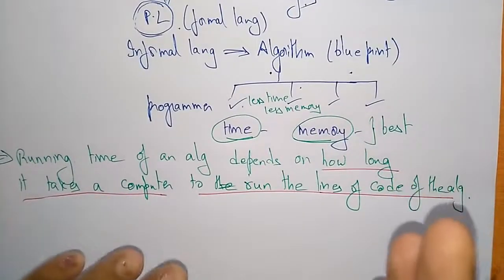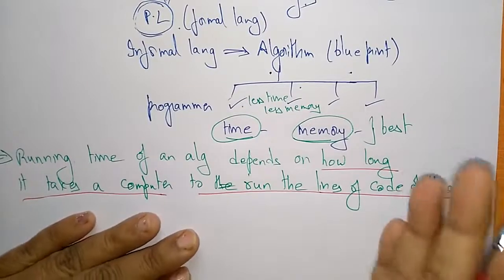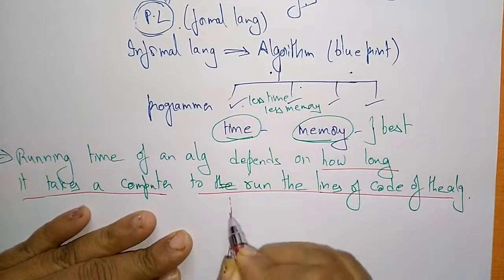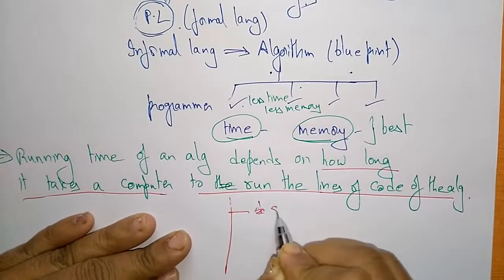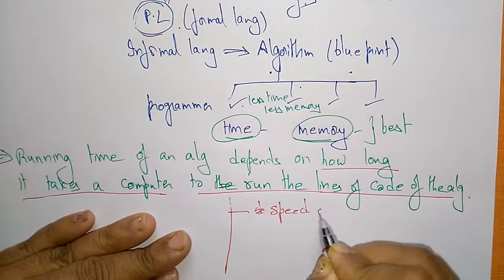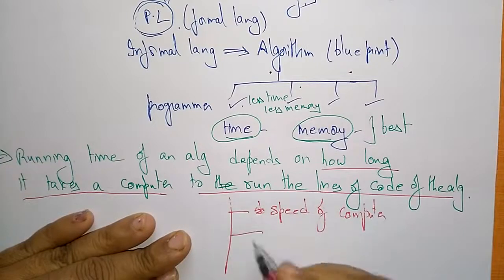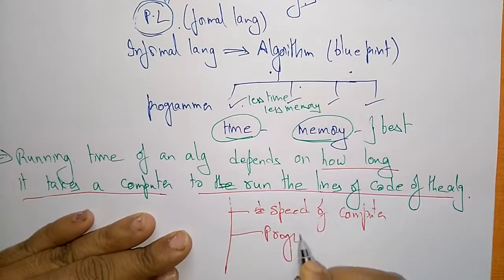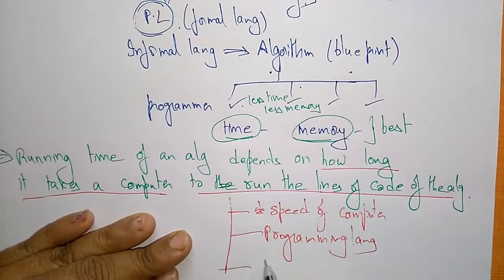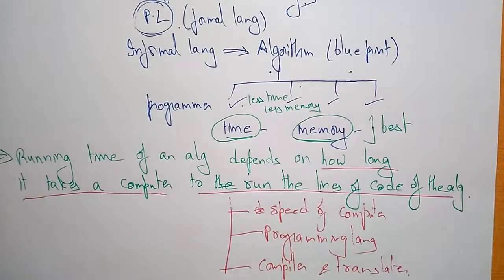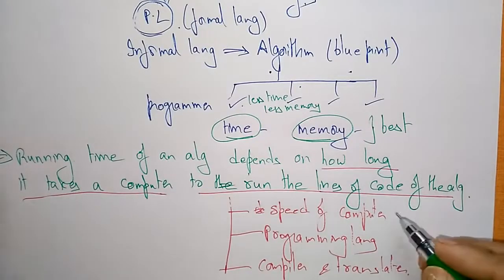The lines of code of an algorithm depend upon the speed of the computer, the programming language, and the compiler and translator that we are using for that particular programming language. All these points have to be considered while you are implementing an algorithm.